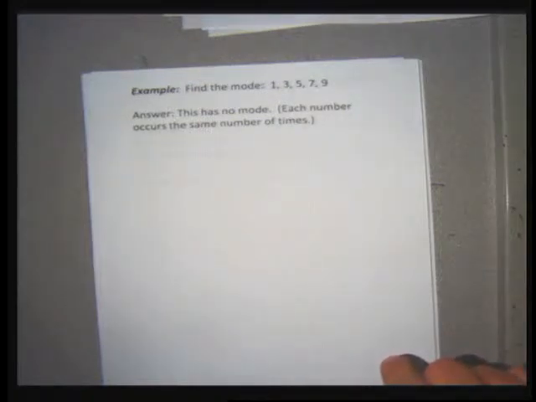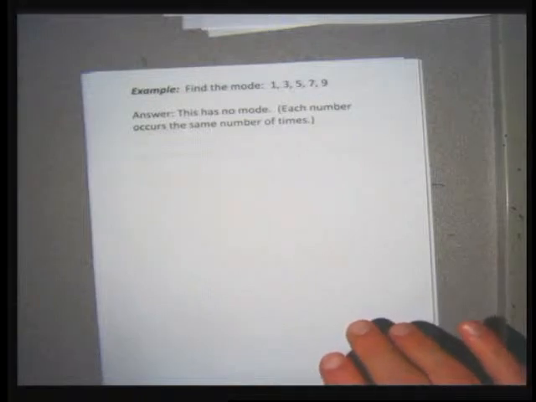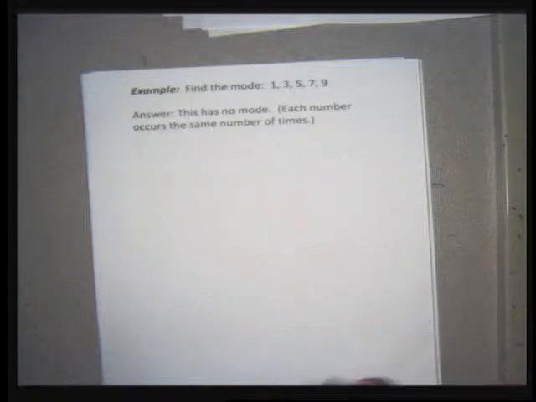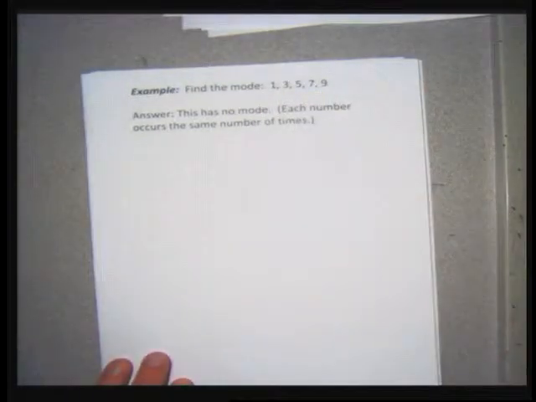So if there's a single number that occurs most, that's the mode. If there's 2 numbers that occur equally most, it's bimodal. If there's 3 numbers that occur equally most, it's trimodal. And then beyond that, we'll say it doesn't have a mode. So here, instead of saying there's 5 modes, we'd say there's no mode.